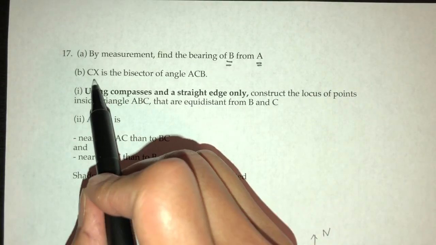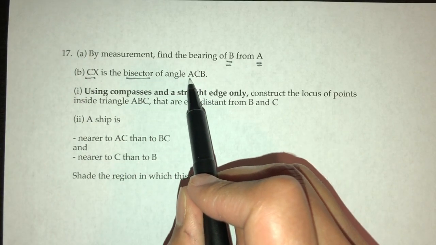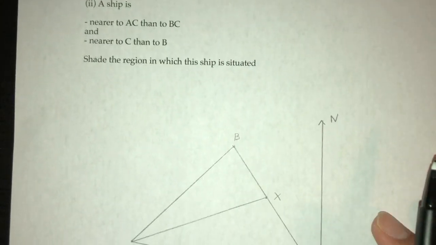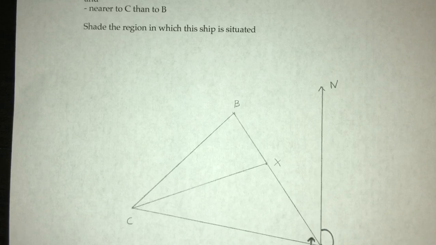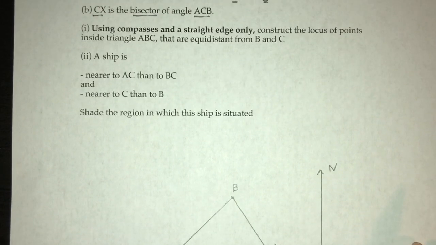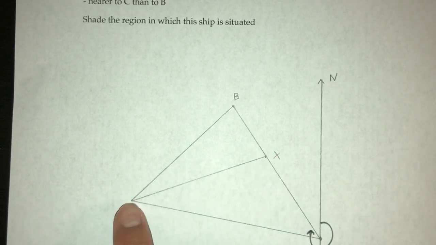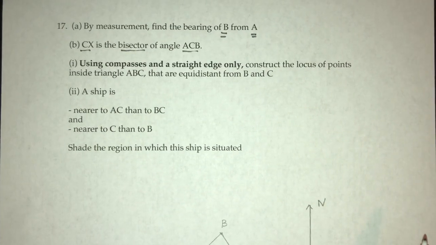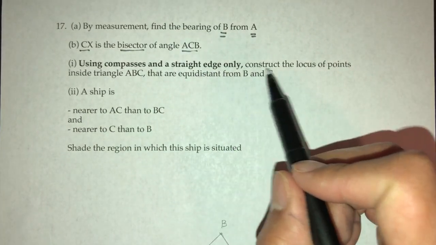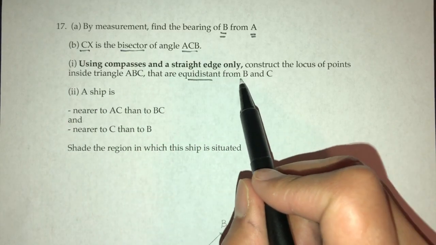Okay. Now for part B, we have CX is the bisector of angle ACB. That's good to know. A bisector of an angle is a line that cuts the angle exactly in half. So basically CX cuts this angle C exactly in half. Now part 1, using a compass and a ruler, construct the locus of points inside the triangle that are equidistant from B and C.